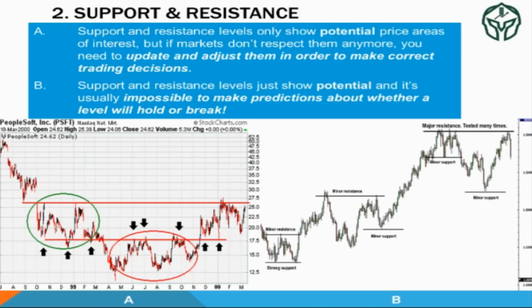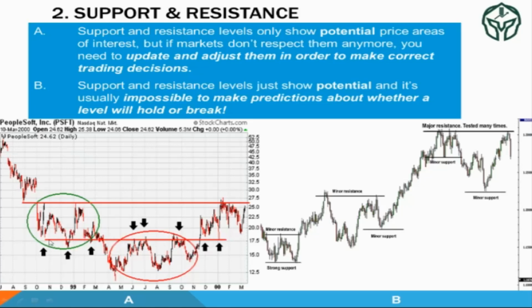Support and resistance levels only show potential price areas of interest. But if markets don't respect them anymore, you need to update and adjust them in order to make the correct trading decisions. So please go ahead and take a look at picture A, and you can see that in these specific areas where it's the green circle and the arrows are pointing in the direction, the bullish momentum held every time that it did hit down on that support level at 17.5.